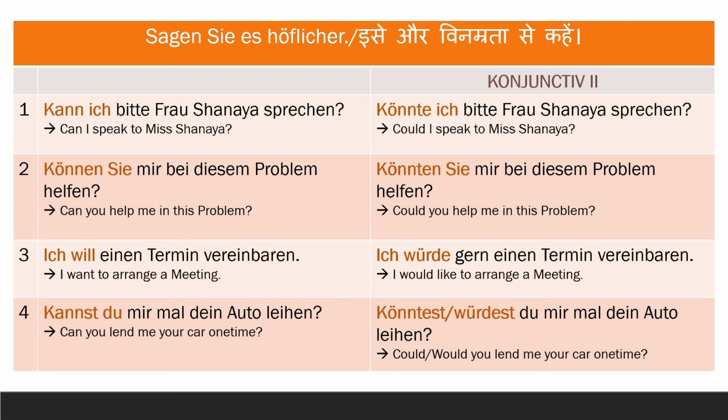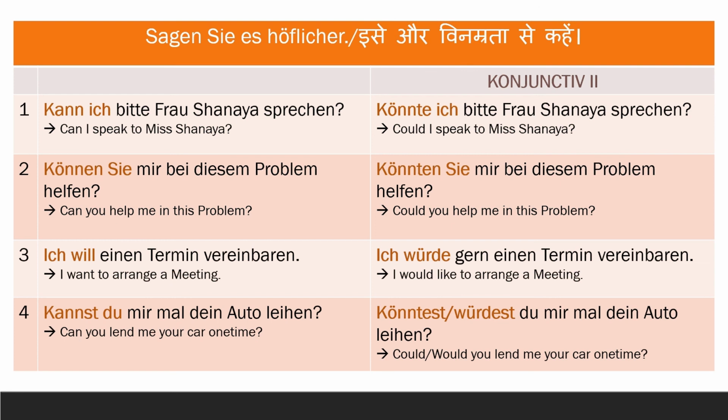Number one, "Kann ich bitte Frau Schneider sprechen?" And question mark. Can I speak to Miss Schneider? Then Konjunktiv II will be, "Könnte ich bitte Frau Schneider sprechen?" Could I speak to Miss Schneider? So "kann ich" will become "könnte ich". Yes, you have to keep in mind that "kann ich" is present, the Präteritum form was "konnte ich", and Konjunktiv II is "könnte ich" with an umlaut, right?